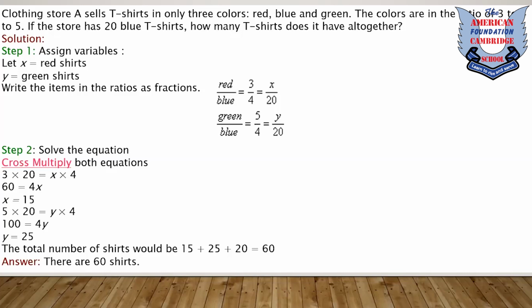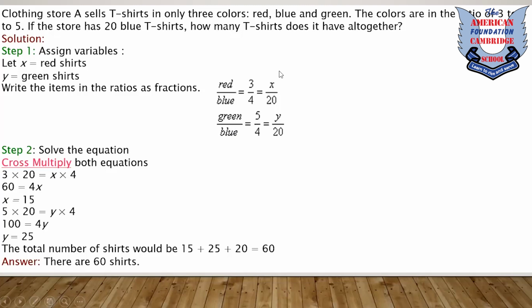You can clearly see. Now to write it as a fraction. When we compare, why are we comparing red to blue and green to blue? Because from the question we know that the number of blue shirts is 20 and the ratio of blue shirts is also given. We are comparing an unknown quantity to a known quantity. You can clearly see red to blue and green to blue. Okay, so 3 upon 4 and x upon 20.